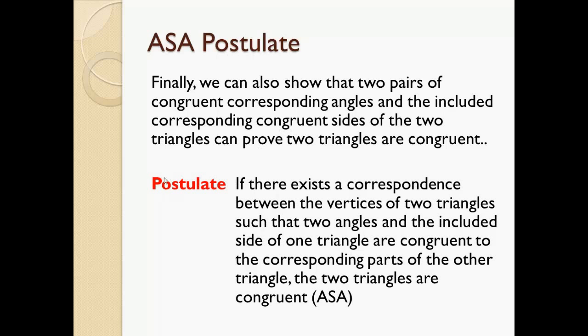So like I could read this postulate. If there exists a correspondence between the vertices of two triangles such that two angles and the included side of one triangle are congruent to the corresponding parts of the other triangle, the two triangles are congruent. Or you could just say ASA, angle side angle.